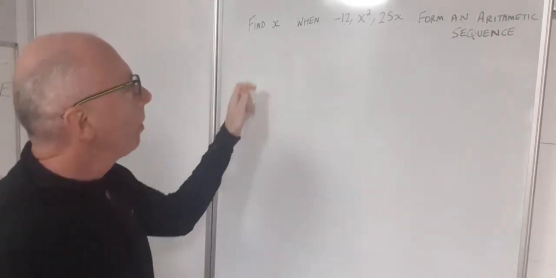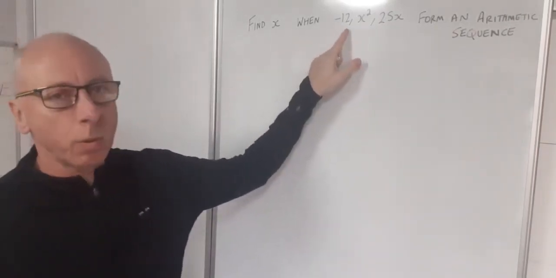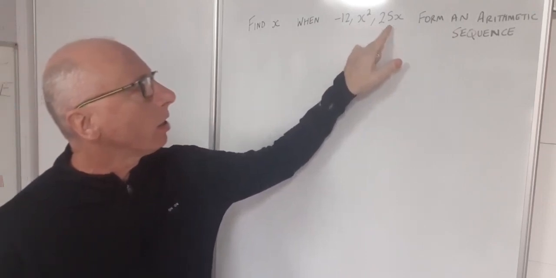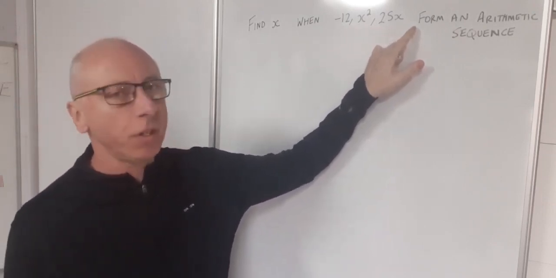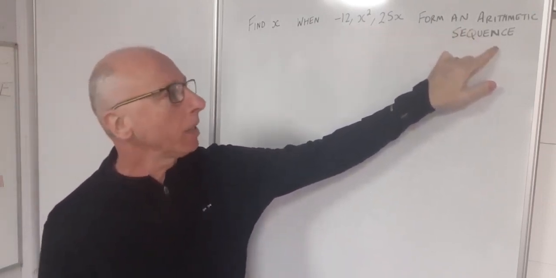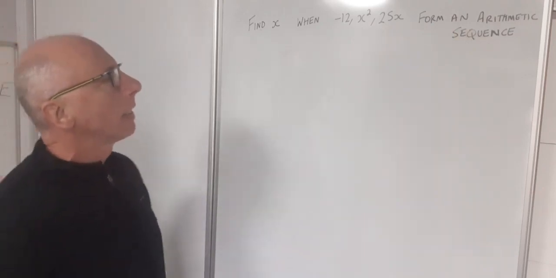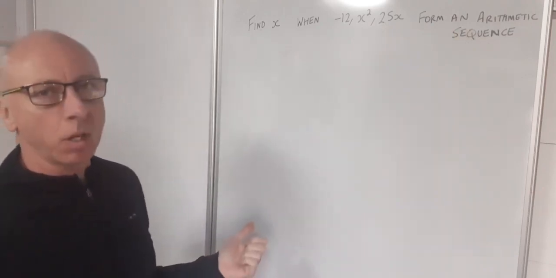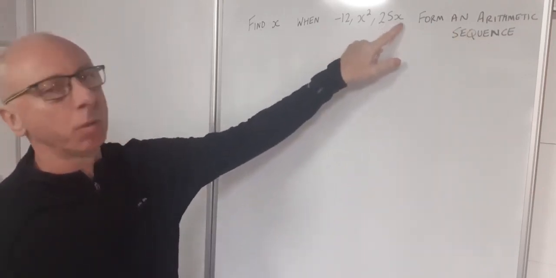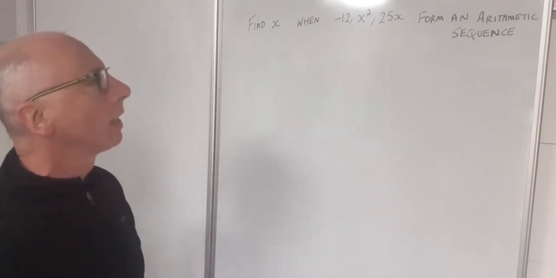So in this question, we want to find x when minus 12, x squared and 25x form the first three terms of an arithmetic sequence. So how are we going to go about finding that? Because we've got some variables in here, we've not got just numbers.